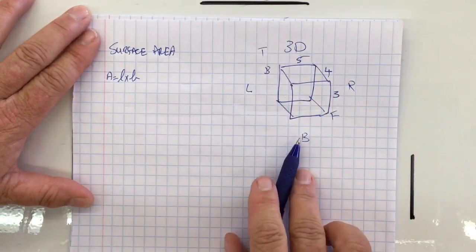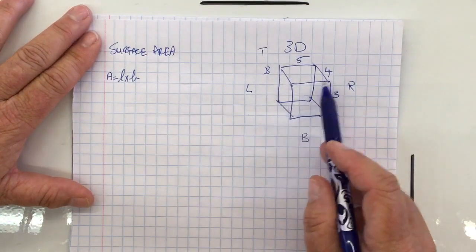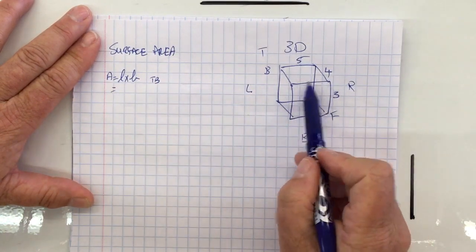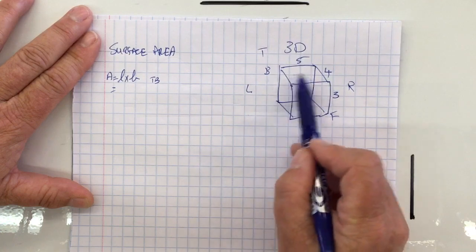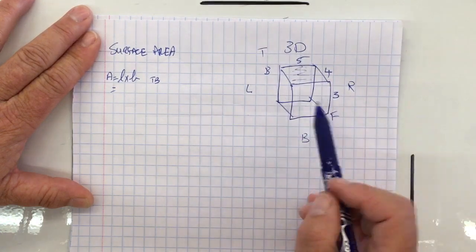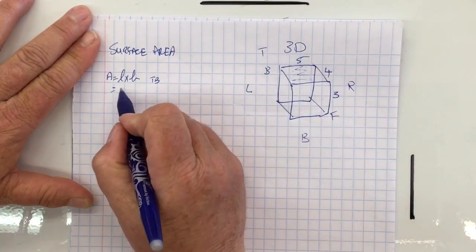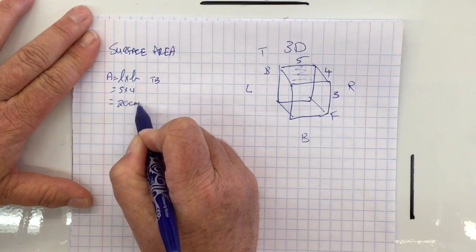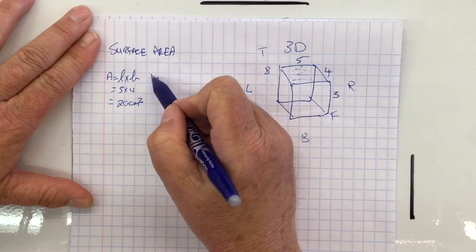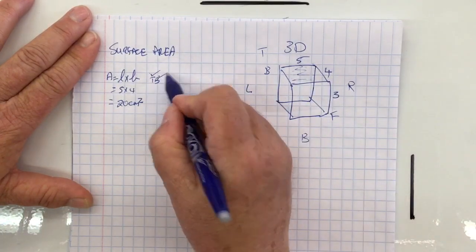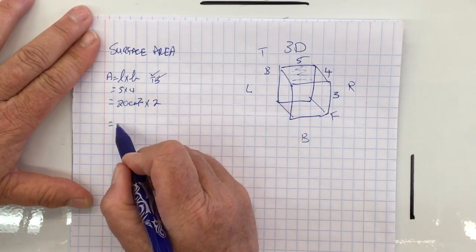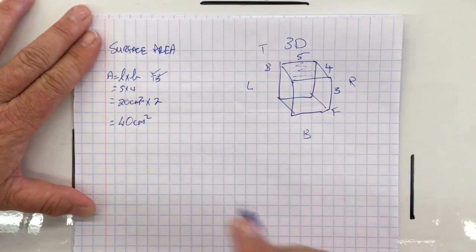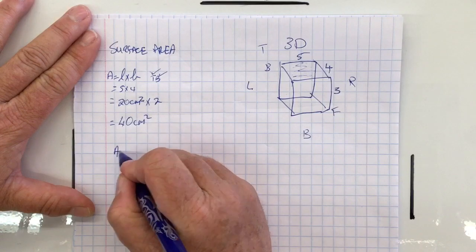Okay, so now I'm going to choose top and bottom. So my top is here. Okay, and I'm going to choose 5 and 4. And I'm going to get 20 centimeters squared. But all I've done is work out the top, and if I double it, I get the bottom, and that's 40 centimeters squared.